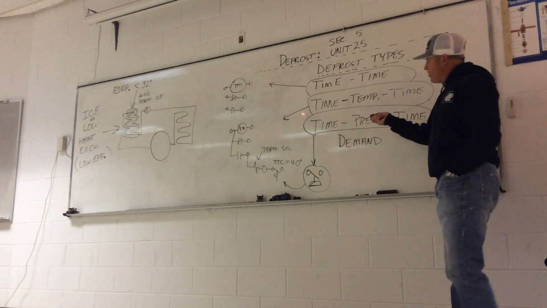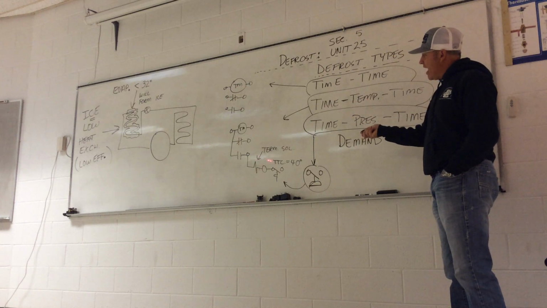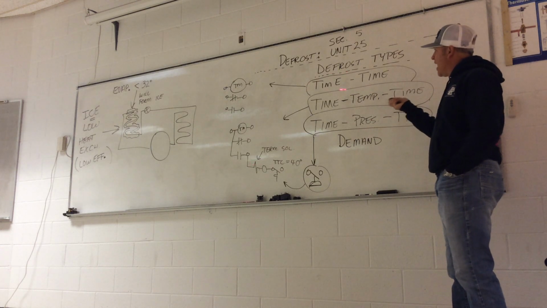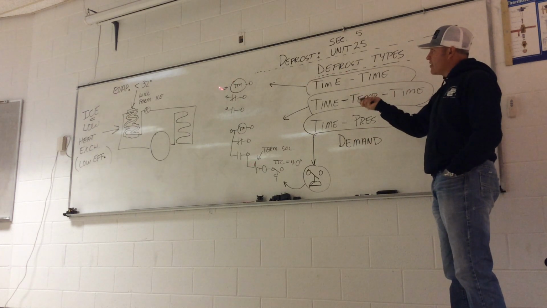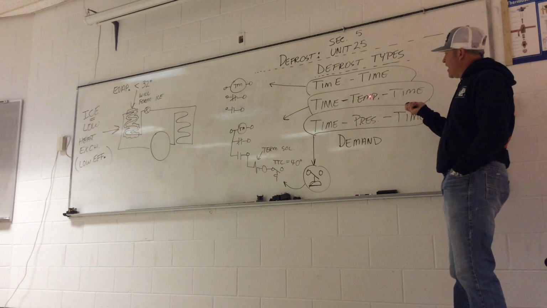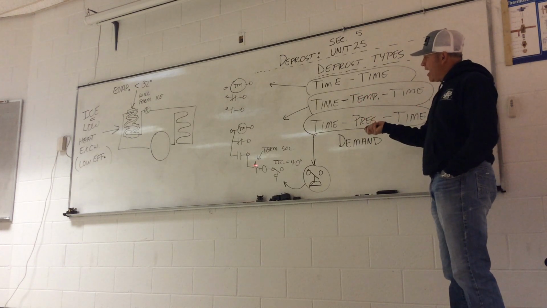Now, I have some arrows drawn here. Not all time clocks have a built-in termination solenoid. Some time clocks, if it's a simple time-in, time-out clock, it's only going to have a timer motor, a normally closed, and a normally open. If it's designed for time, temperature, time, it's going to have a built-in termination solenoid.